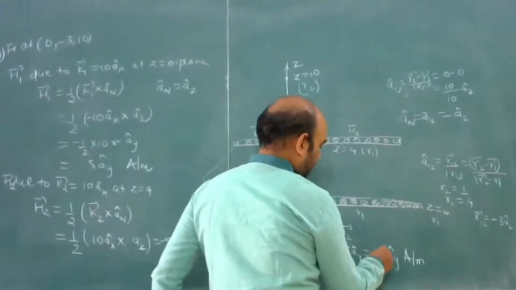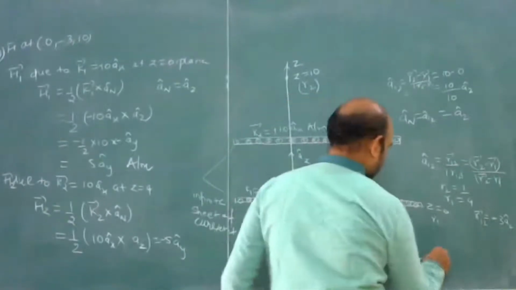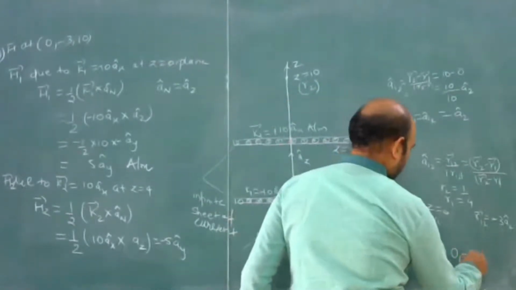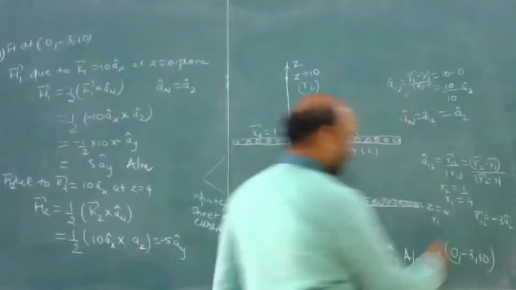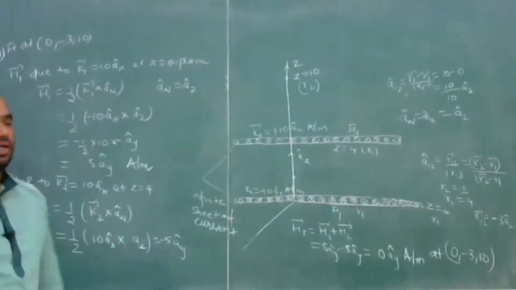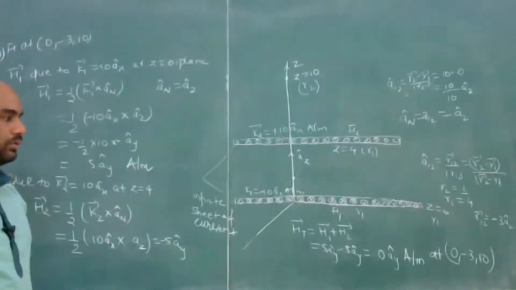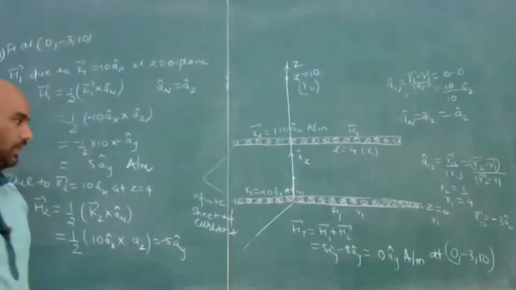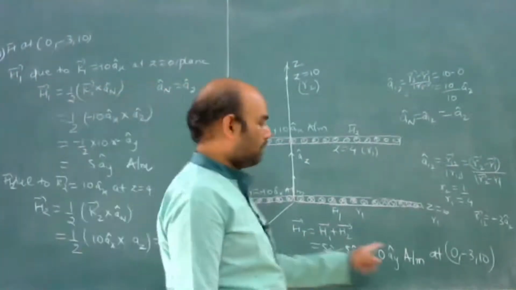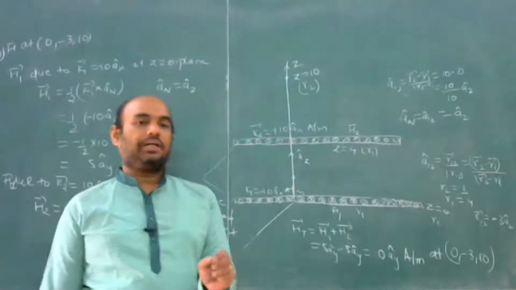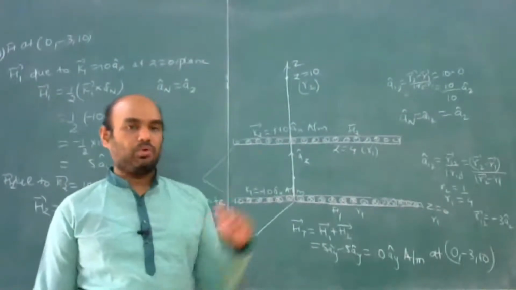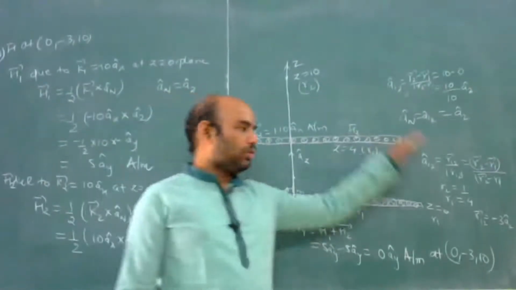So for the second case this will be minus, and you will get 0 Ay at (0, -3, 10). So the value of H is 0 at (0, -3, 10), and the value of H is equal to 10Ay at (1, 1). So it will change according to the coordinates.